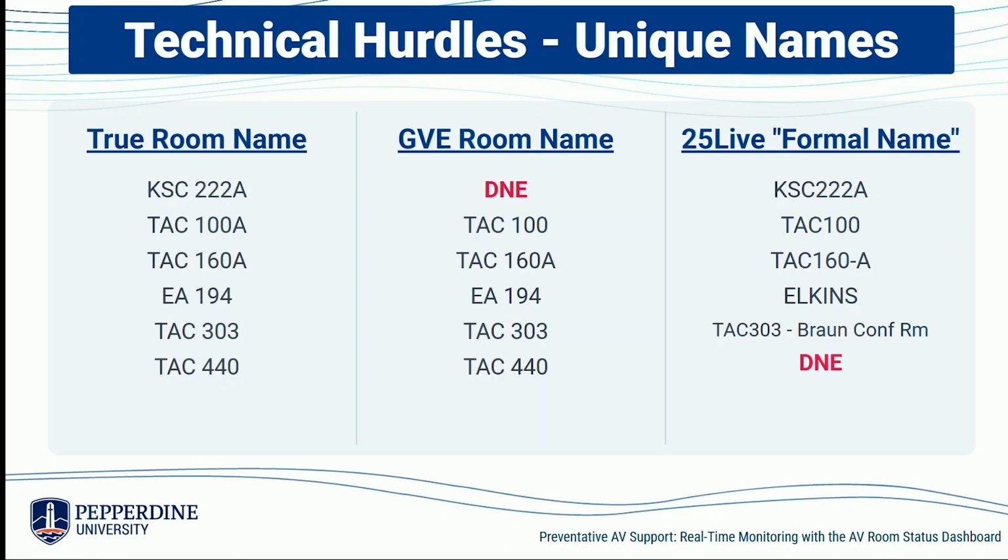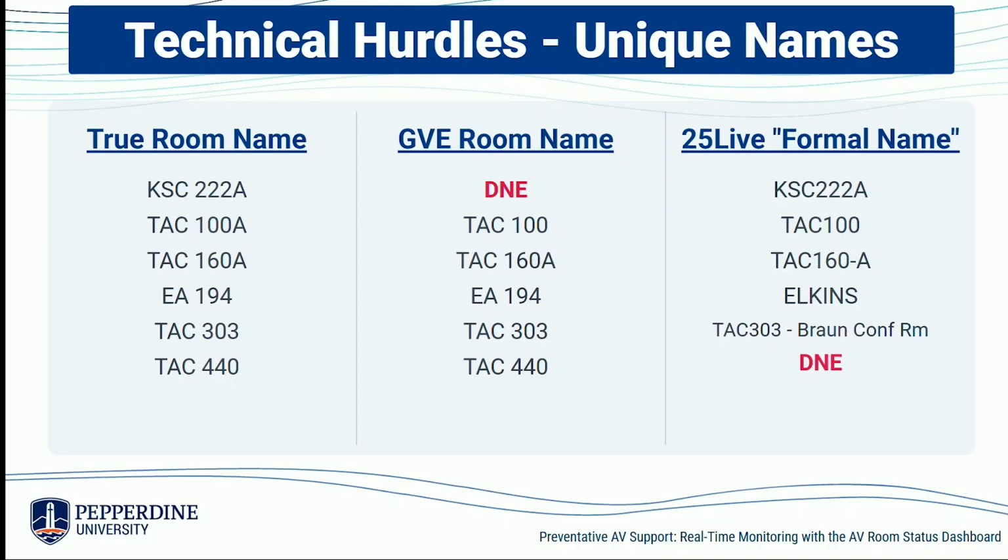the technically correct name for our Elkins. So it's EA for Elkins Auditorium, that's the building, and 194 is the room name. In 25 Live, it is just ELKINS in all caps. And then there's another room, TAC 303, that's a conference room on the 3rd floor. Its correct name is the Thornton Administration Building, room 303.